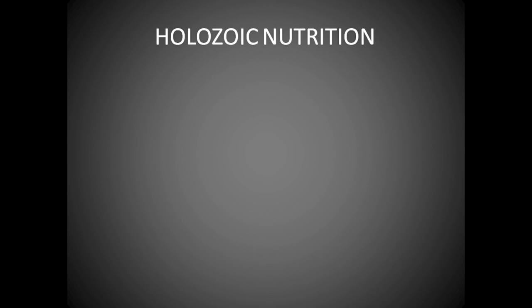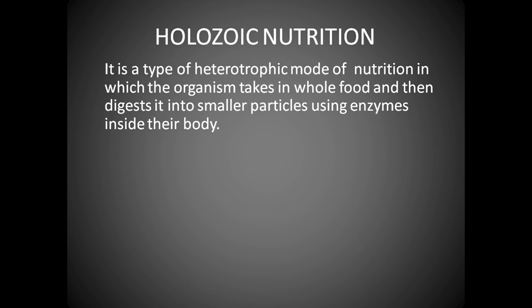So straight away we'll go to the definition. What is Holozoic nutrition? It is a type of heterotrophic mode of nutrition in which the organism takes in whole food and then digests it into smaller particles using enzymes inside their body. So we know that it is a mode of heterotrophic nutrition where the organism depends upon another organism for nutrition, and then they take in the whole food and digestion occurs inside the body. That is, they are taking in the complex food and further breakdown of this complex food takes place inside the body.